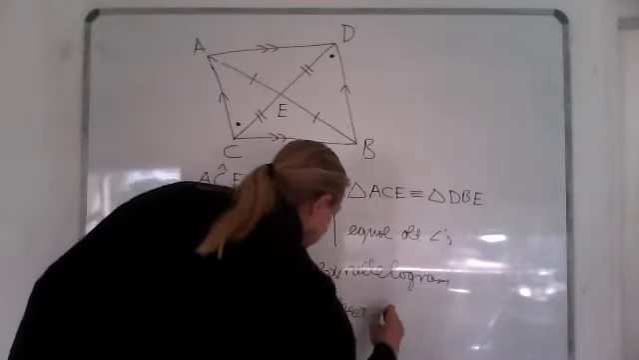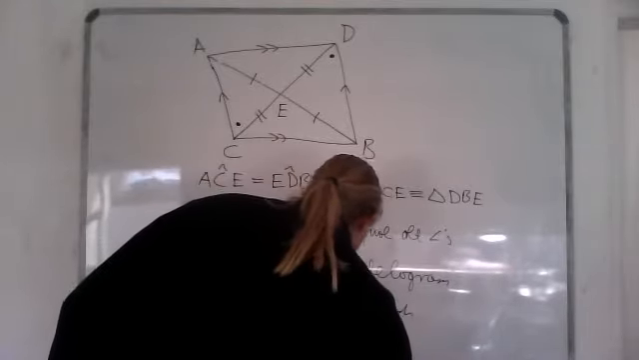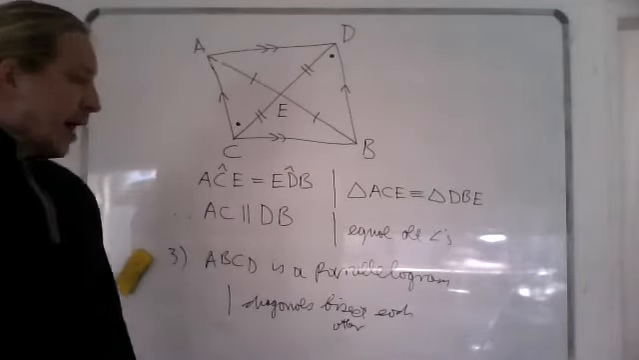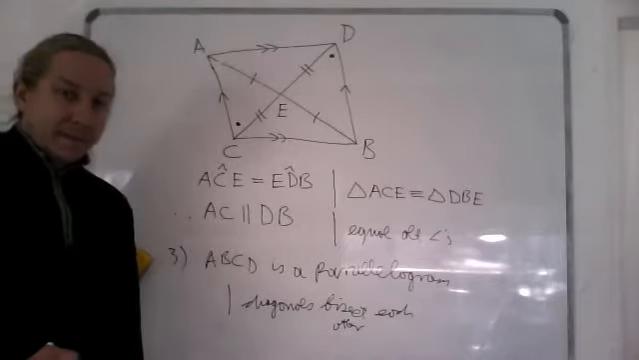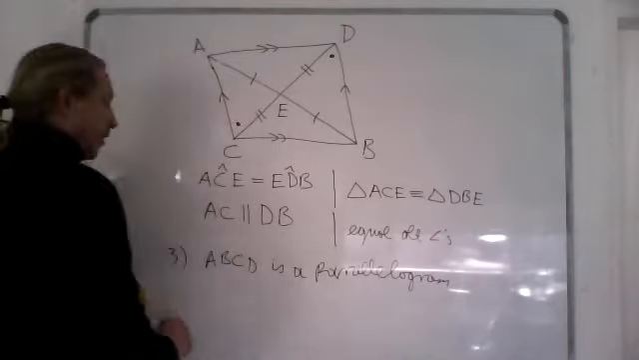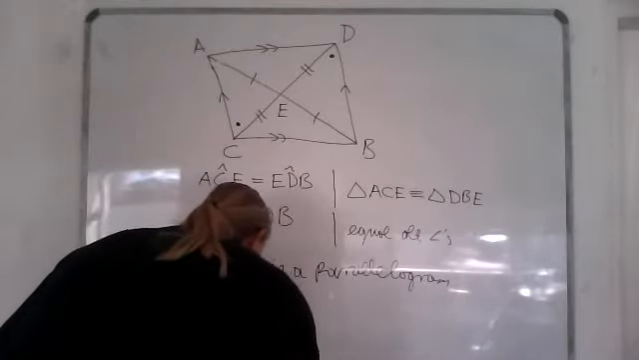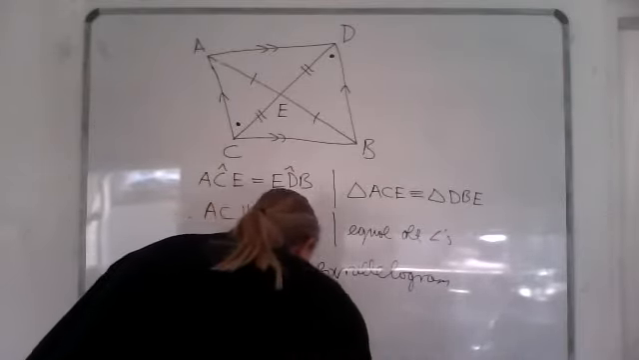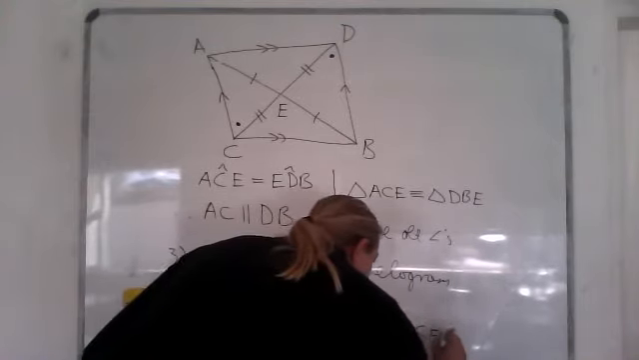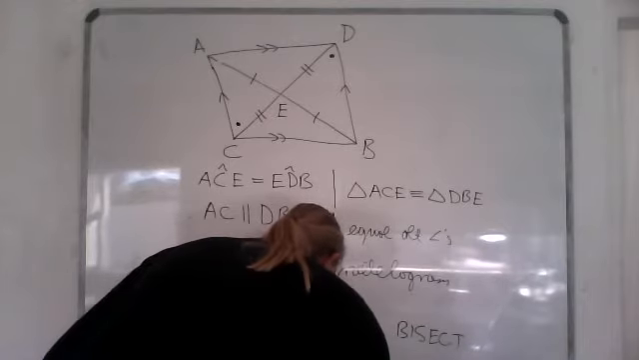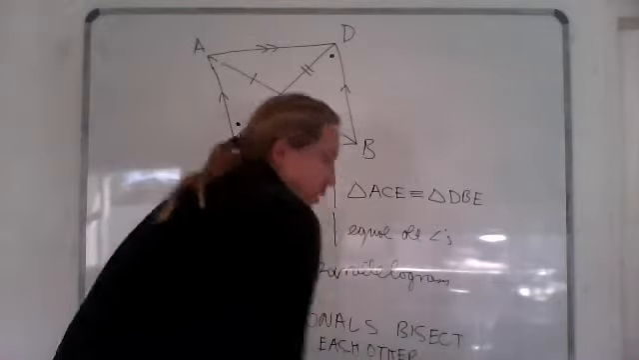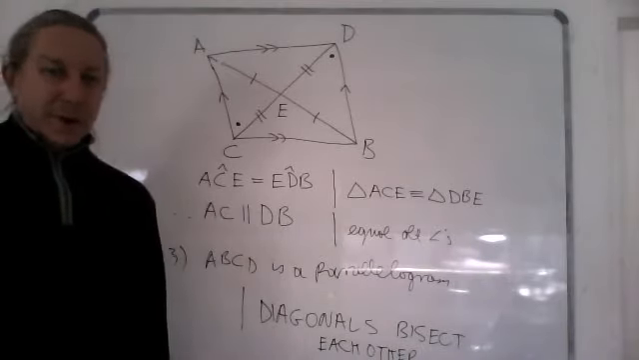bisect each other. My terrible cursive handwriting says diagonals bisect each other. It actually looks terrible. I'm going to erase it. Let's try again. Diagonals bisect each other. That's a little bit better.